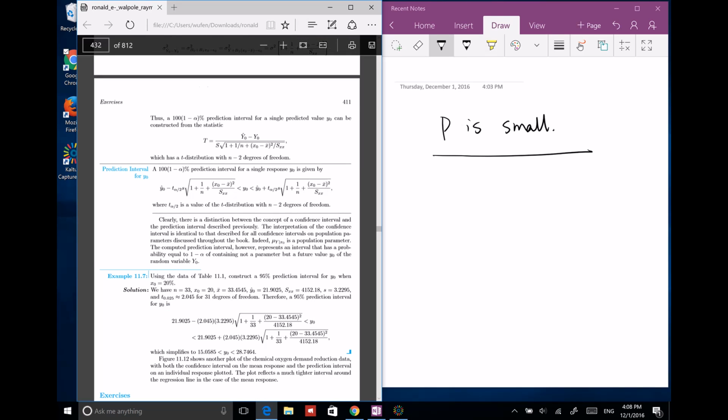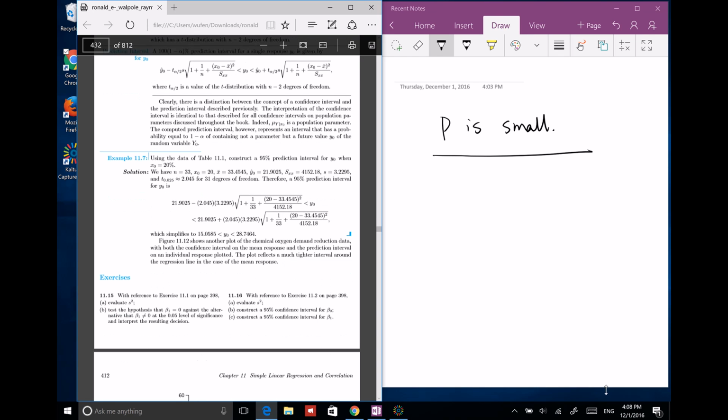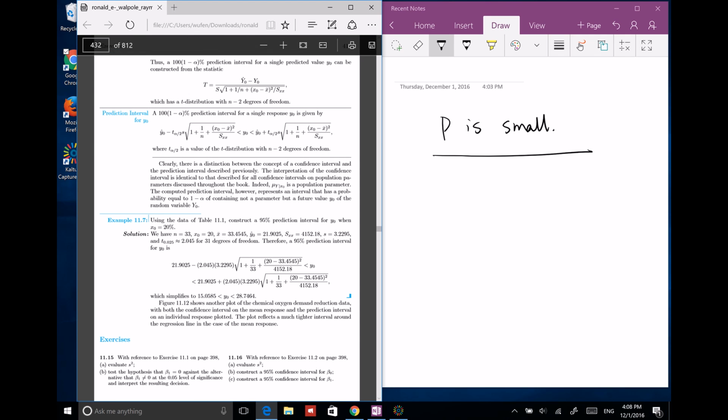I think you can read the whole section, read all of them, and see if you have any questions. Look at the example. Basically, just have the formula, plug the data into the formulas, and find out the prediction interval.